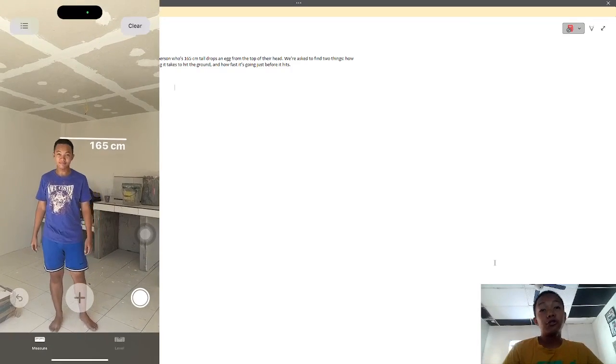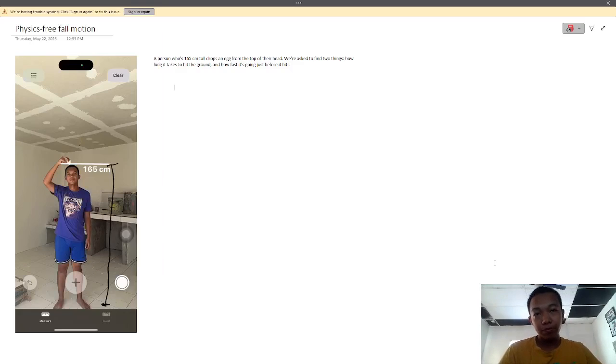So let's solve a quick physics problem. This is a classic example of free fall motion in kinematics. A person who's 165 cm tall drops an egg from the top of their head. We're asked to find two things: how long it takes to hit the ground and how fast it's going just before it hits.